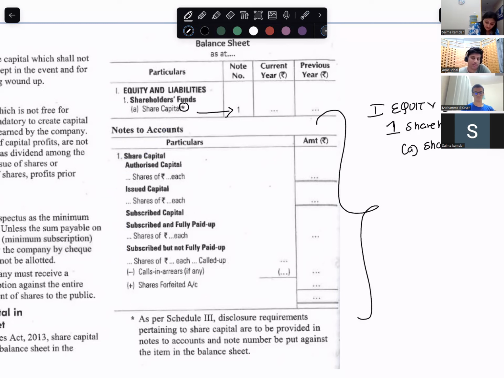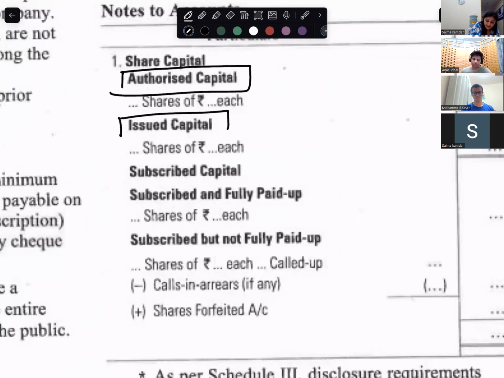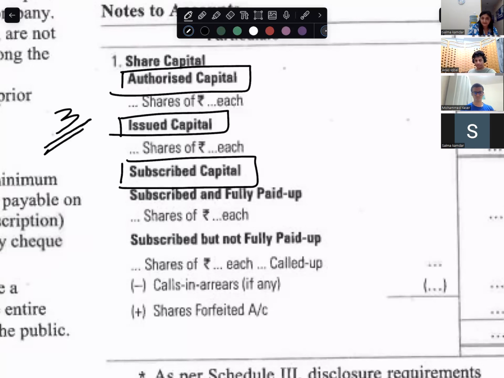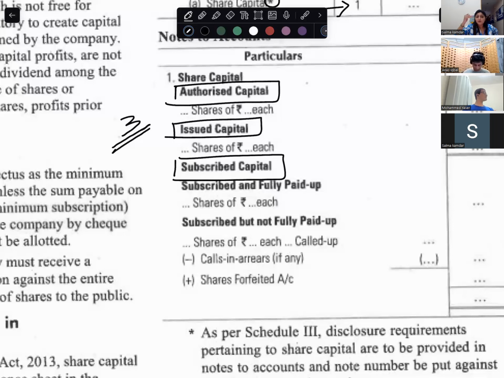Under share capital, first thing you make is what? Authorized capital, issued capital, subscribed capital. These 3 are a part of the share capital. In subscribed, you will have subscribed and fully paid, subscribed but not fully paid. In authorized shares, suppose you have 10,000 shares which is authorized. So you have to write 10,000 shares of rupees 10 each.